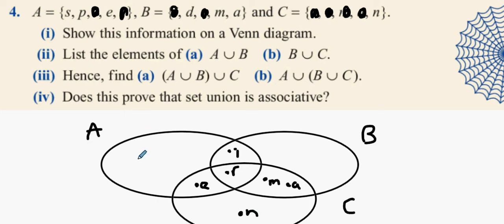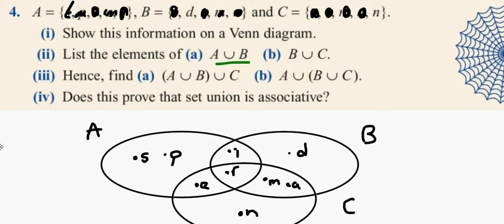SP. Is the E gone already? Okay. The M and the A are gone, so just leaves over D. Alright. I expect you all to get that. List the elements of A union B. Everything in A and B.